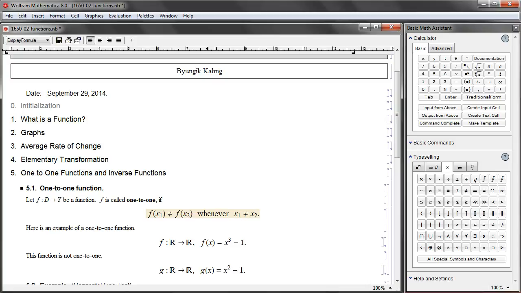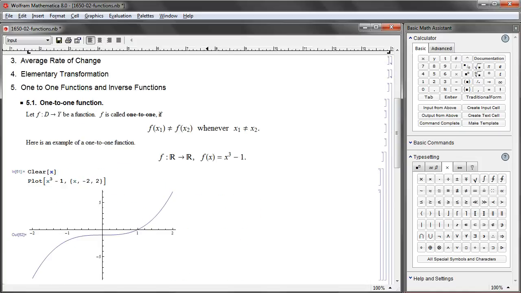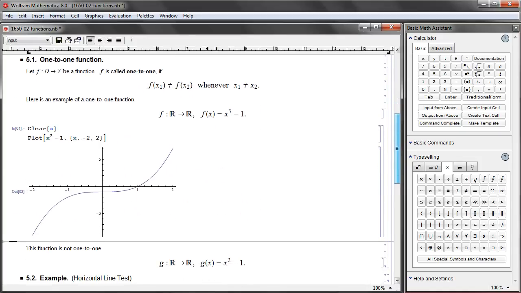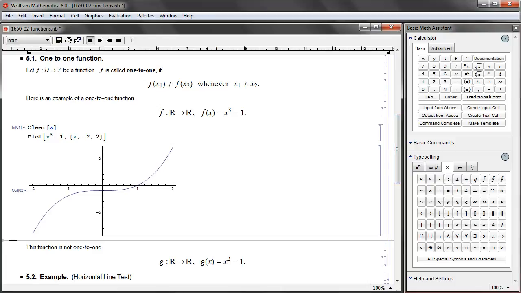place. Here's an example of a one-to-one function. y equals x cubed minus 1, and as you can see, each y coordinate value in the range is assigned to one and only one x coordinate value in the domain.